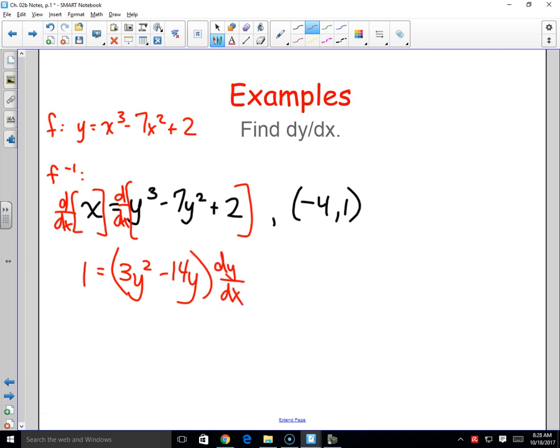Wait, what? Because she's factored out the dy/dx. You keep it as is. You don't switch the x and y, because they just said find the derivative. Okay, so it's this already x switched, right? Yeah, it was already switched. Oh, okay. Sorry. Then divide.